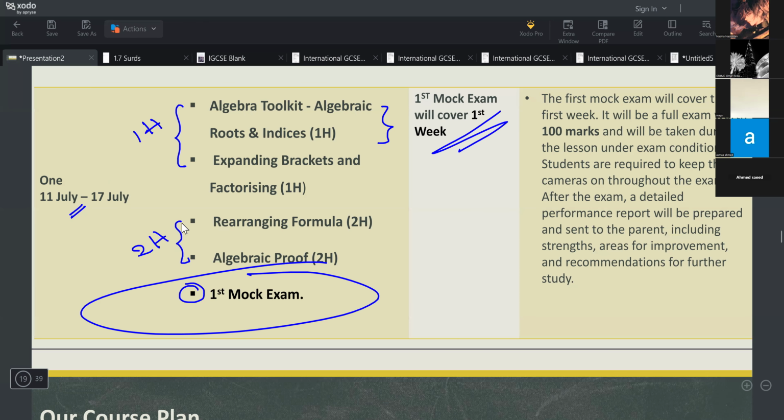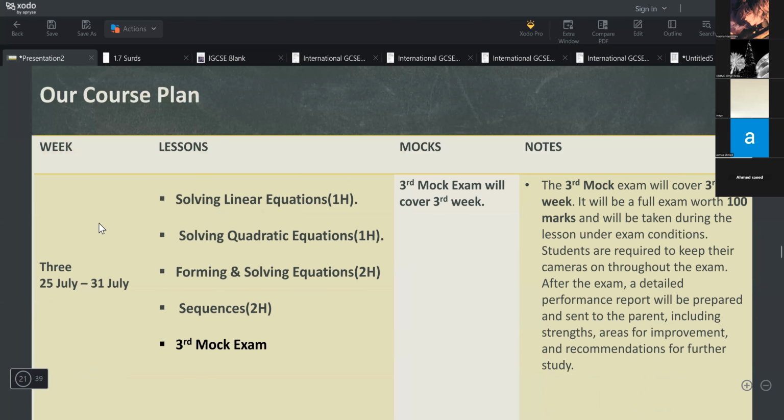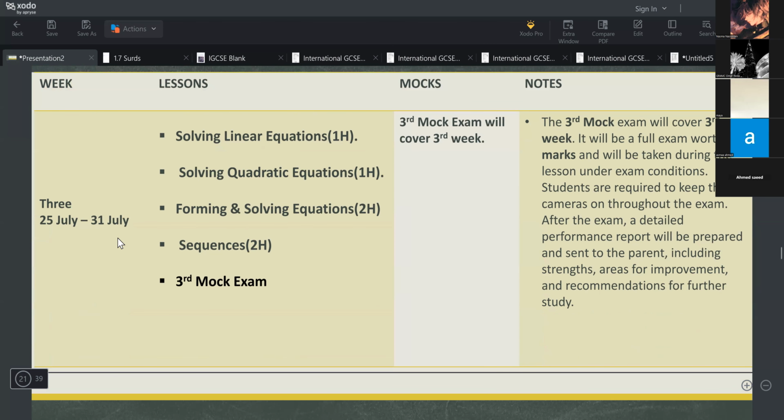Okay, second week, from 18 July to 24 July. Completing the square and algebraic fractions for unit 1 each. Solving linear inequalities and simultaneous equations for unit 2 each. And the second mock exam. Third week, from 25 July to 31 July: 2 lessons for unit 1 each and 2 lessons for unit 2 each, and our third mock exam.